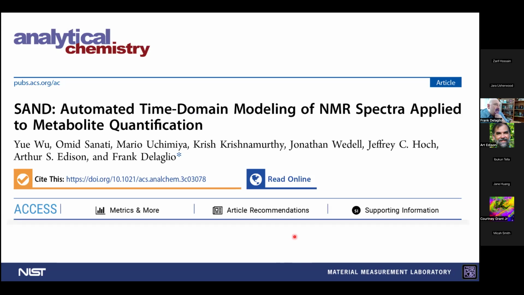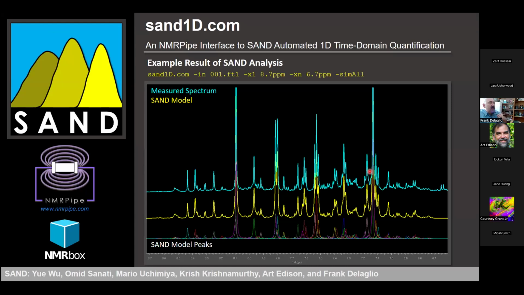These metabolomics-like problems made us interested in the same kinds of analysis that general purpose metabolomics folks are interested in. So we collaborated along with UA and Omid there and Professor Edison to make an analytical technique that could automatically identify and quantify peaks in a complex NMR spectrum. And that approach and software is known as SAND.